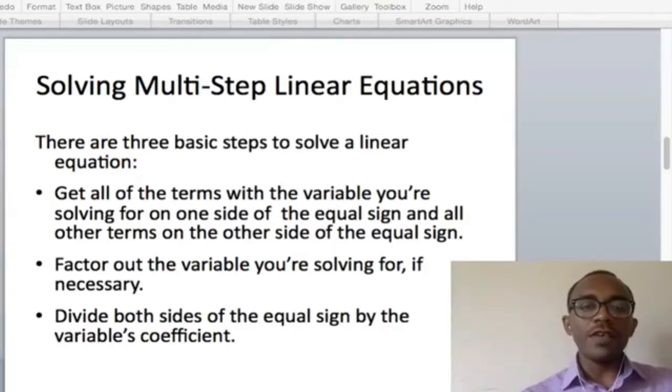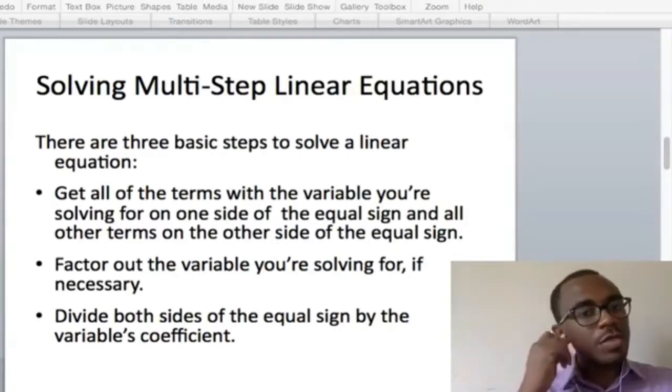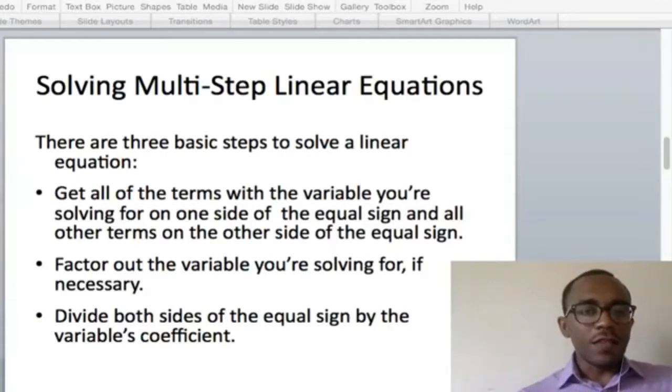Now, the second step is to factor out the variable you are solving for. After moving all of them to one side, we're going to factor out the variable on the side that we moved them to. Last but not least, divide both sides of the equal sign by the variable's coefficient.